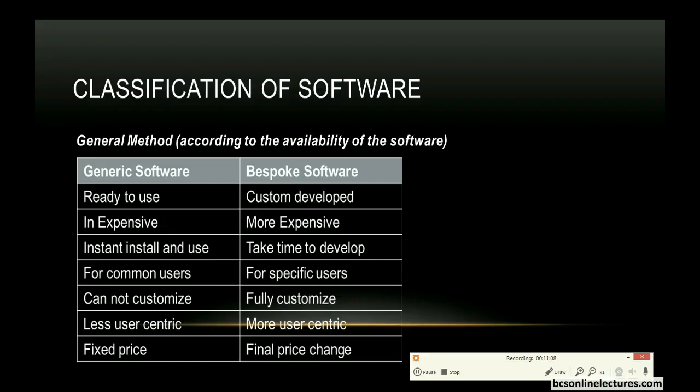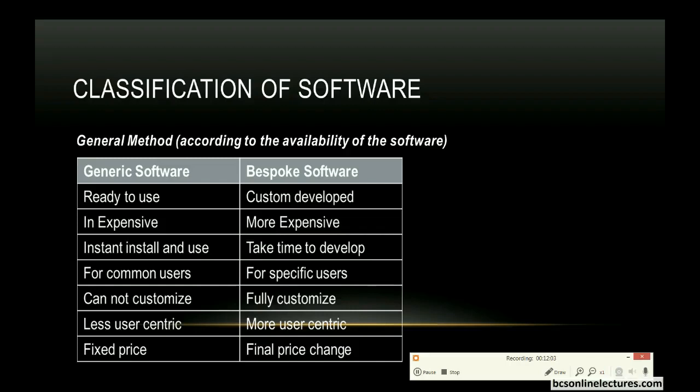Then generic software less user centric. What's that mean? That means for some users, it may be difficult to use, but bespoke software, they are very user friendly because they develop by considering the user requirements. For each and every user in the organization, when developing a bespoke software, they consider the user, right? Therefore, they are more user centric.